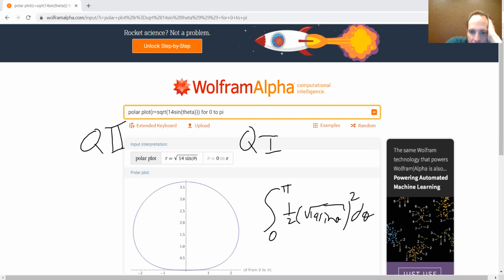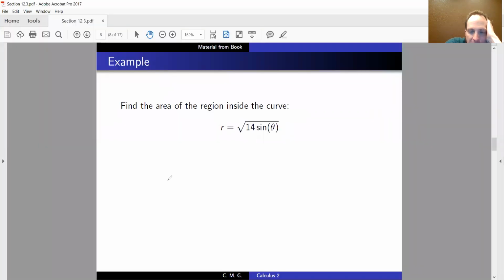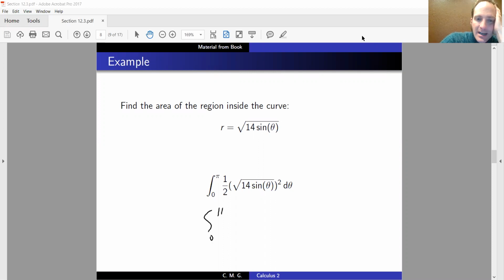Okay. So now, taking this back, we're looking for this region inside the curve, square root of 14 sine theta. So I integrate 1/2 from 0 to pi, 1/2 square root of 14 sine of theta squared d theta. So I end up with just 0 to pi. I have 1/2 and I have 14 sine theta d theta. So I don't want to skip that step there. So 1/2 and 14 is 7. I can pull a 7 outside of this.